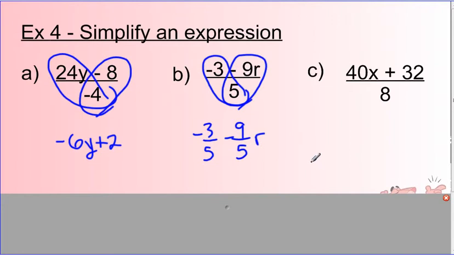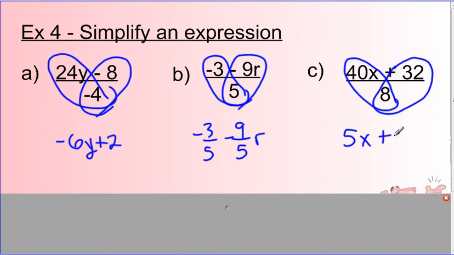So we're getting rid of the division bar by simplifying, by dividing if we can, and if we don't get a nice pretty number, we leave it as a fraction, and that's okay. So letter C. Divide the first piece. 40x divided by 8 is 5x. That gives us 5x. 32 divided by 8 gives us a positive 4. And that one's done.